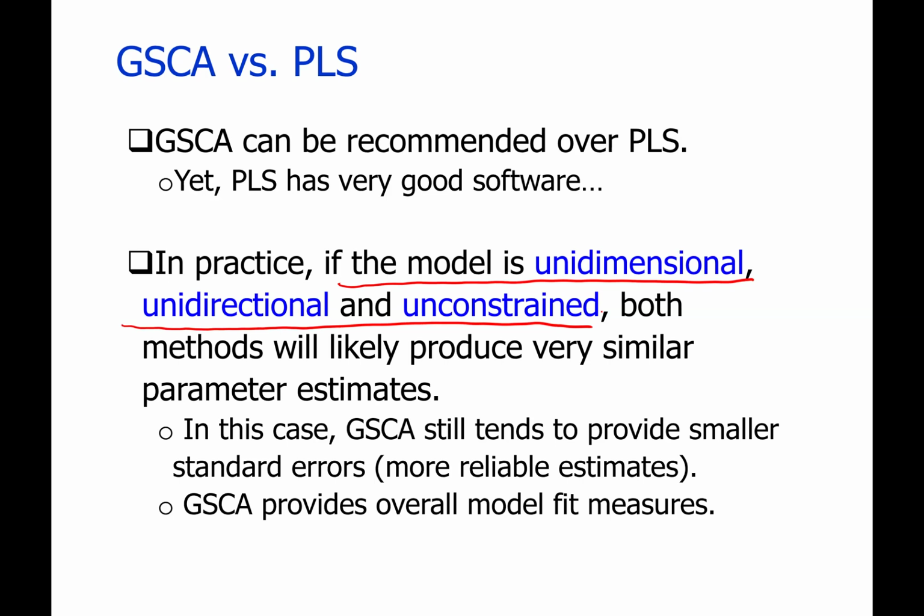In this case, both GSCA and PLS will likely produce very similar primary estimates, sometimes almost identical. But even in this case, GSCA still tends to provide smaller standard errors. In other words, GSCA's estimates can be more reliable, increasing statistical power. This is well known in the literature. At the same time, GSCA can provide overall goodness-of-fit measures, which PLS cannot offer. So again, we can use GSCA all the time. There's no point in using PLS anymore.